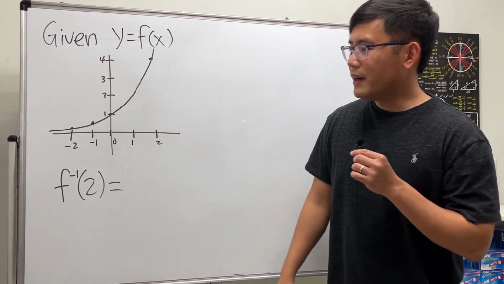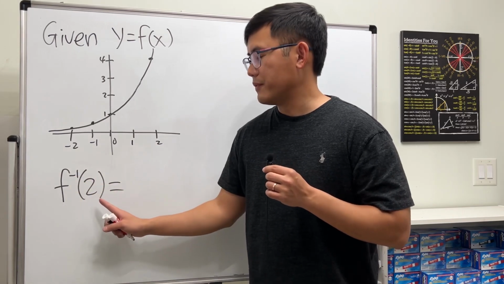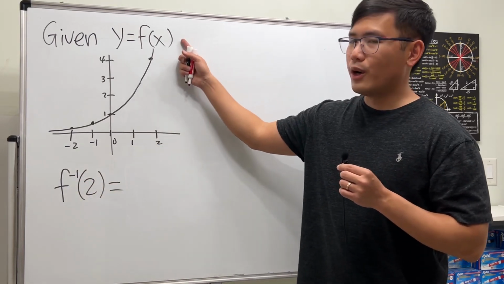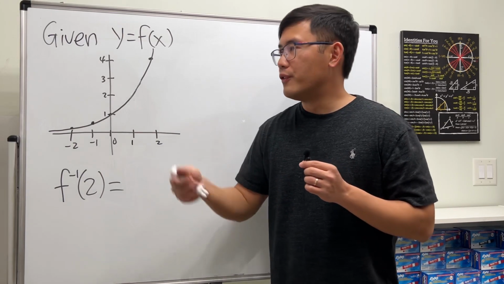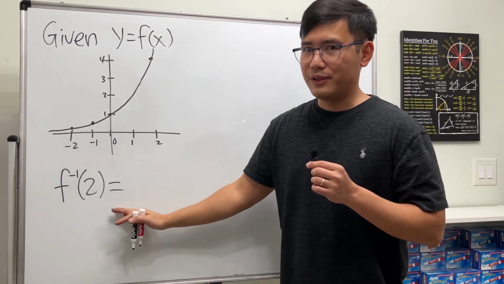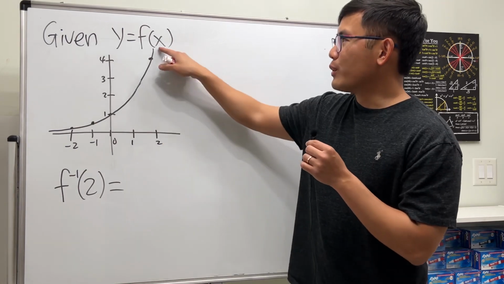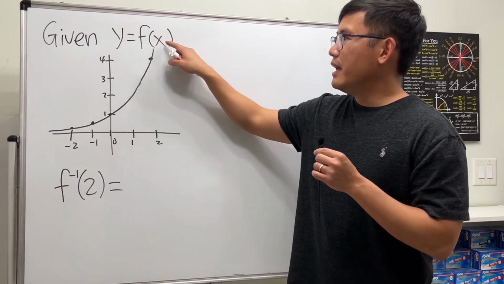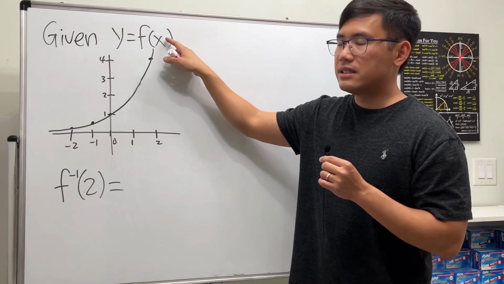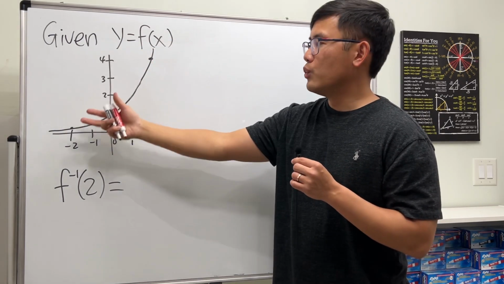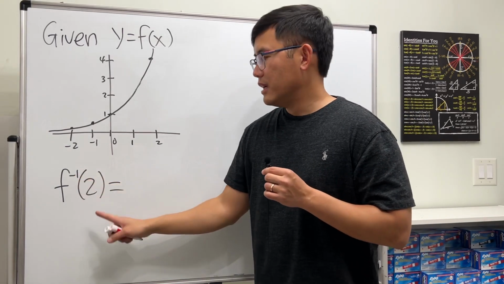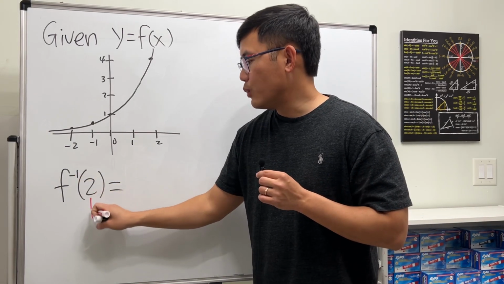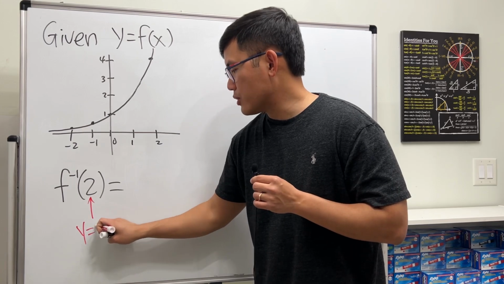Okay, let's see how to find the value for the inverse of f of 2 when we are given the graph of the original. So the idea is that the x and y got switched from the original to the inverse. That's the key. Originally, when we have f of x, the number inside is the x, and then the result is the y when we are given this picture. Now, when we have the inverse here, the number inside is the y from this picture.